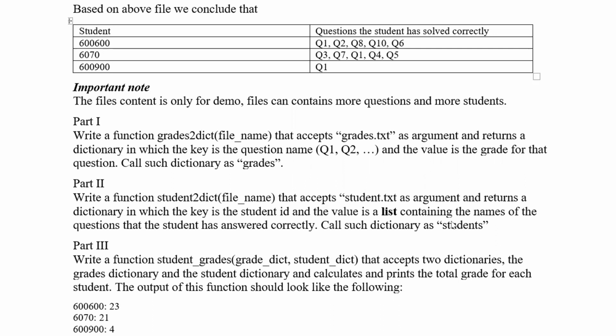It says write a function student to dictionary file that accepts a student as an argument and returns a dictionary in which the key is a student ID and the value is a list containing the names of the questions that the student has answered correctly. Call such a dictionary students.